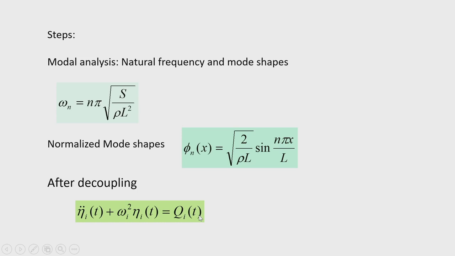Now the general expression for Q I t is given as the integral of f x t times phi I x dx from 0 to L. Now you can see the nature of f x t is this: a constant force P. The force is applied at L by 2, so x is fixed here at L by 2, and it is like a constant force.